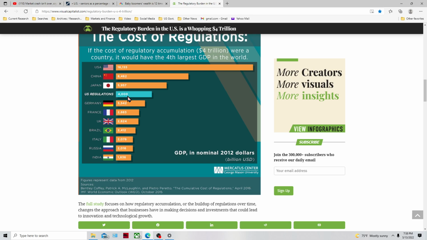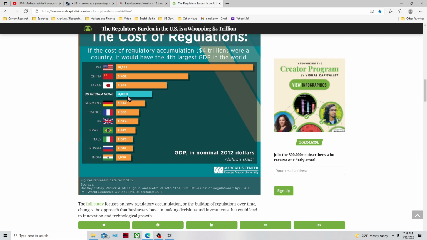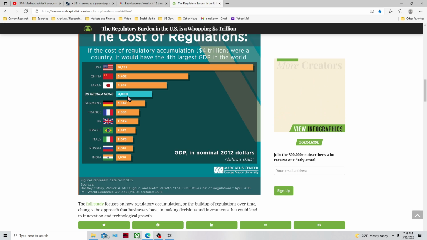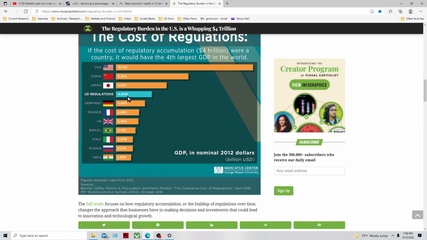Okay, when a company pays regulatory fees and taxes, that's money that they could spend producing products and growing the business and even paying their workers and providing them with benefits. But instead, the money goes to the United States federal government.